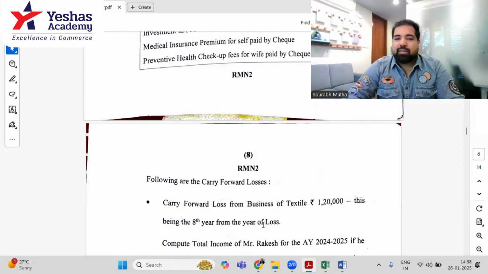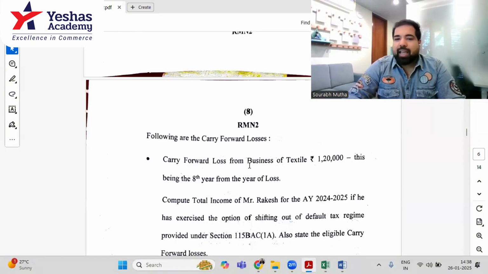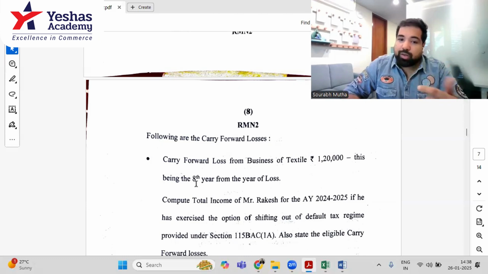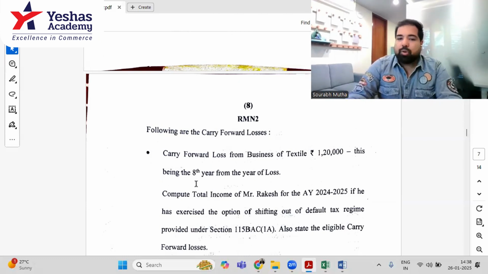This is very, very simple. There is a carry forward loss. Remember, quarantine stamp 1,20,000. This is the 8th year. So we'll try to set it off within PGBP only. You cannot go outside. And whatever remains will lapse. That's the word. Compute total income.